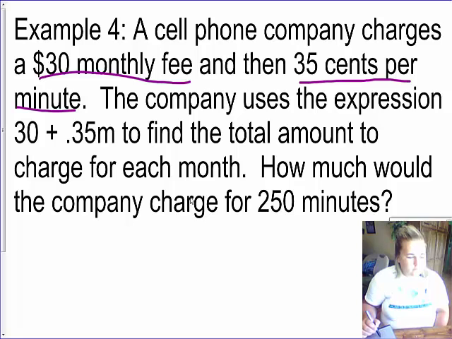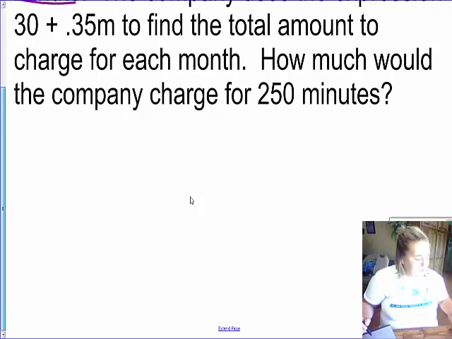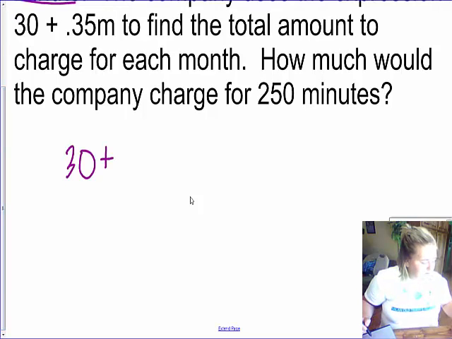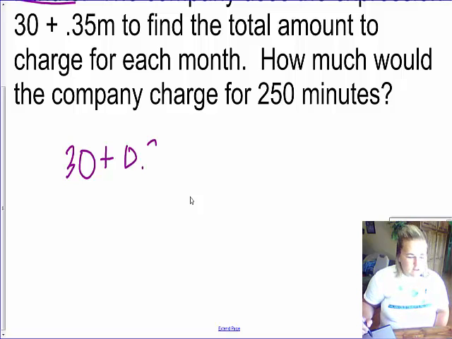So all we have to do is take that expression they give us, which is 30 plus 0.35 M, and we know M represents minutes. We want to know how much for 250 minutes, so we're going to plug that in.